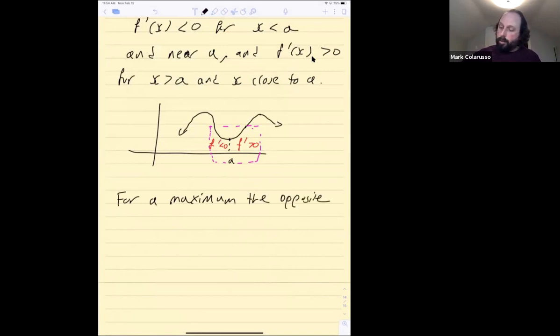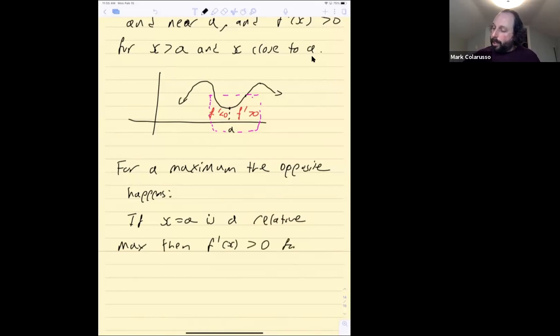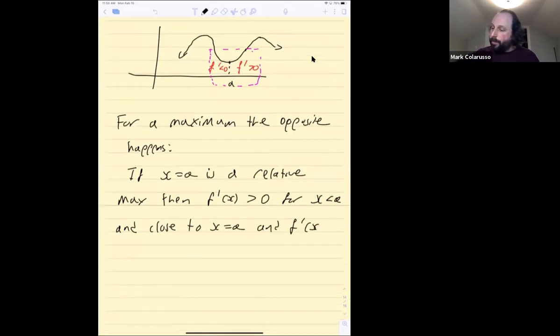So what does that mean? If x equals a is a local max or relative max, then f prime of x is positive for x less than a and close to a, and f prime of x is negative for x greater than a and close to a.